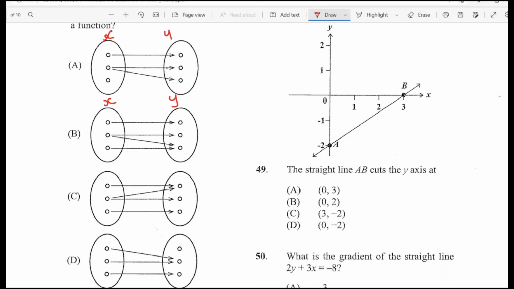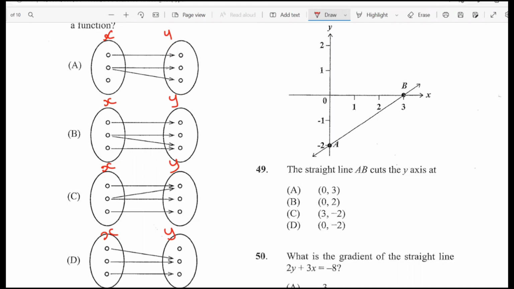X and this is Y. X and this is Y. X and this is Y, because the arrow is pointing towards it. So the arrow is always pointing towards Y. Doesn't matter how they set it, the arrow points towards Y. We're suggesting that each X value must only have one Y value. So in other words, only one arrow can leave the X and go towards the Y.